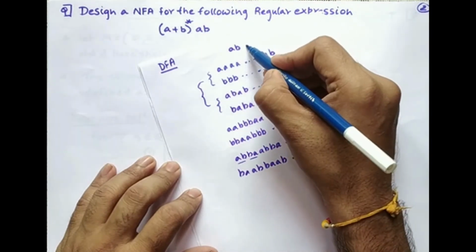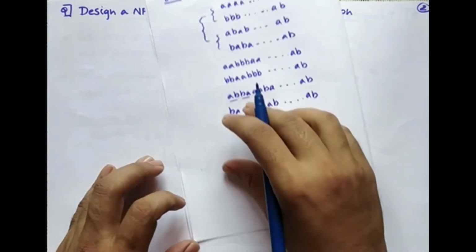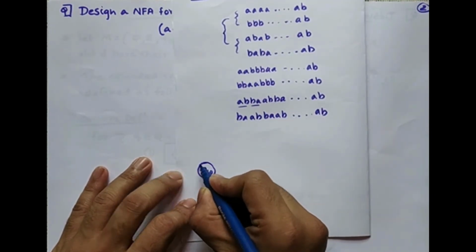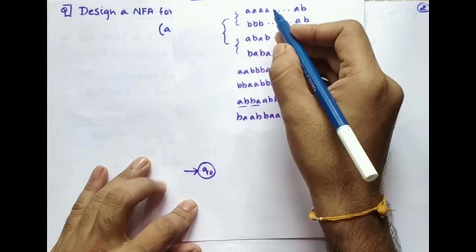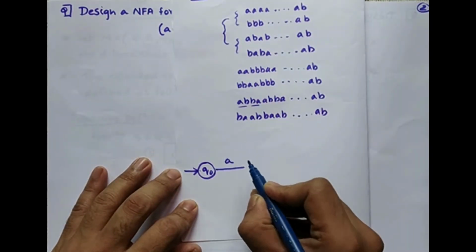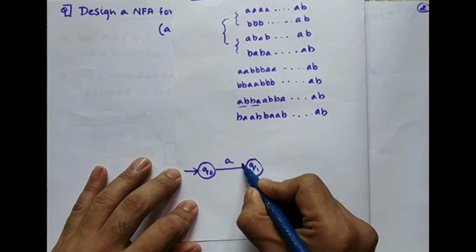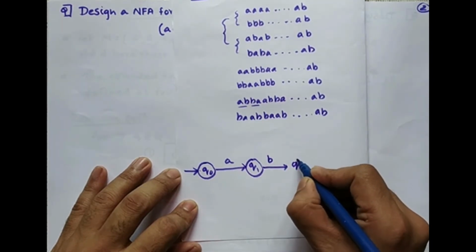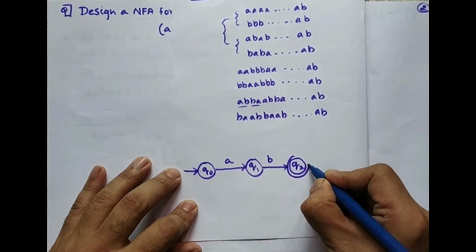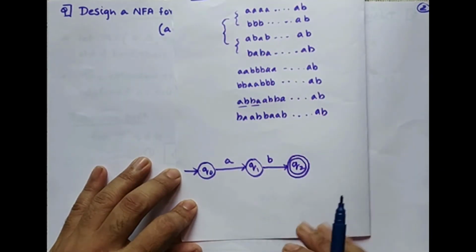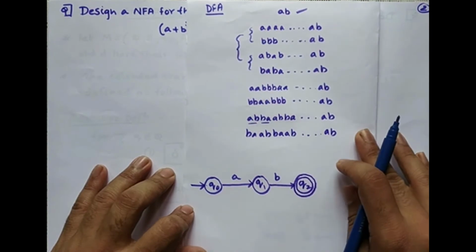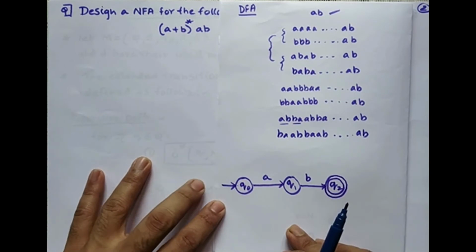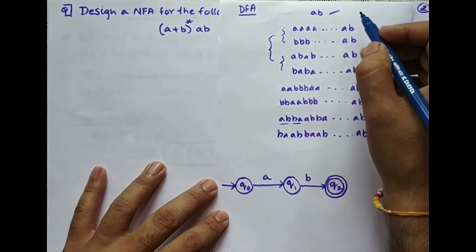So what is the minimum possible string? AB. So from state q0, on reading A it goes to q1, and on reading B it goes to q2. So what I have drawn here is a DFA for the minimum possible string. Agreed? I am just drawing this so that I can compare this DFA with the NFA that we will be drawing. Then let's see whether this string is accepted.